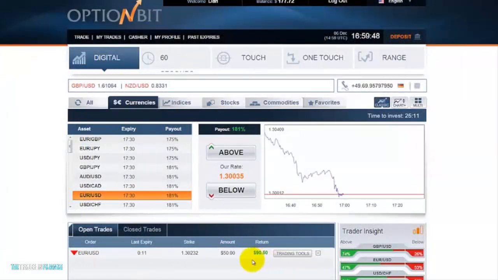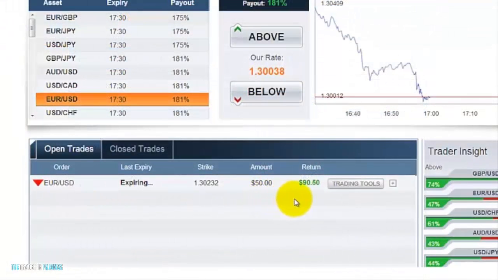So we're back, and as you can see here, it's close to 5 o'clock, and we've just a couple of seconds left until the trade expires, and then we'll know if I was able to make that $90.50 return on my $50 investment. Okay, so it's just about to come in. Excellent, there you go. This one's a winner. So I've managed to turn my $50 investment into $90.50, which means I've generated a $40.50 profit in 30 minutes.